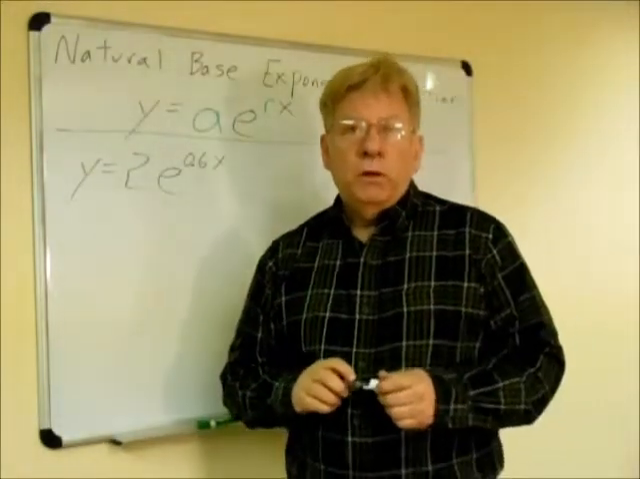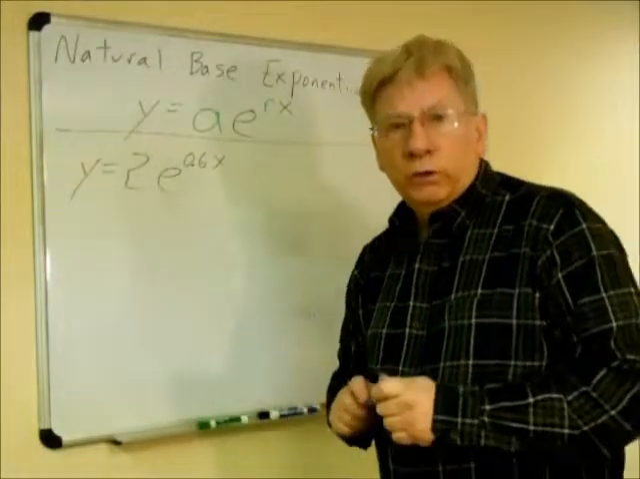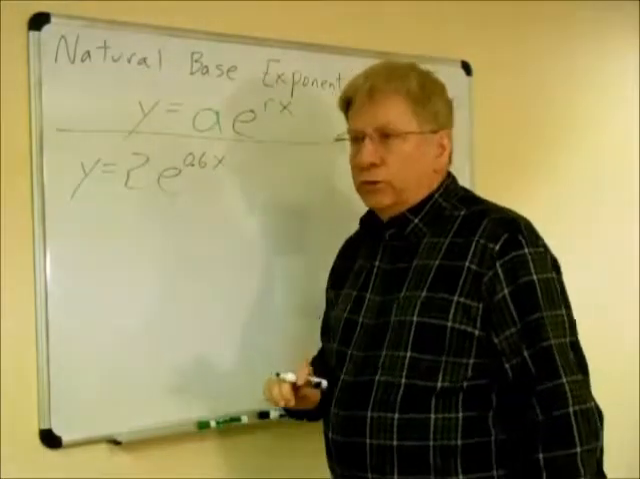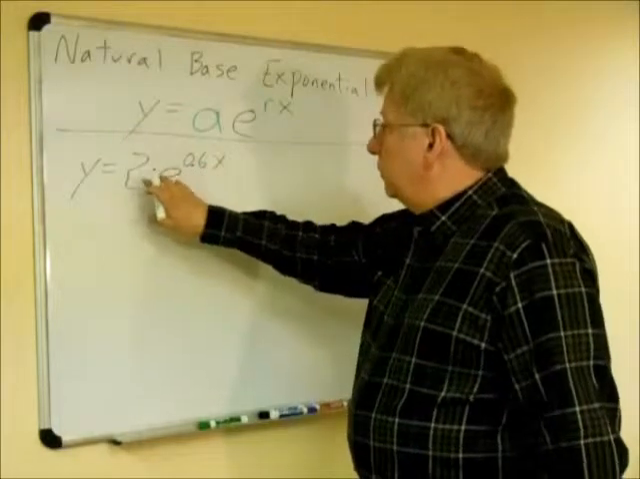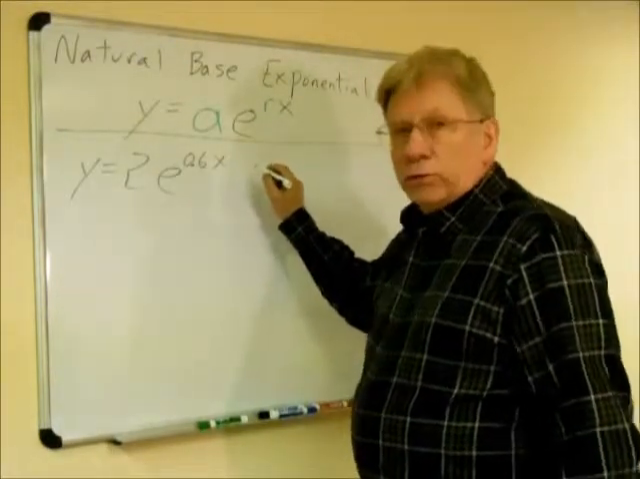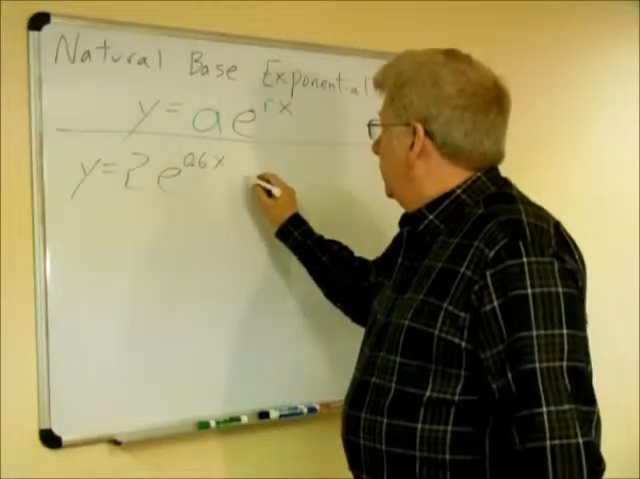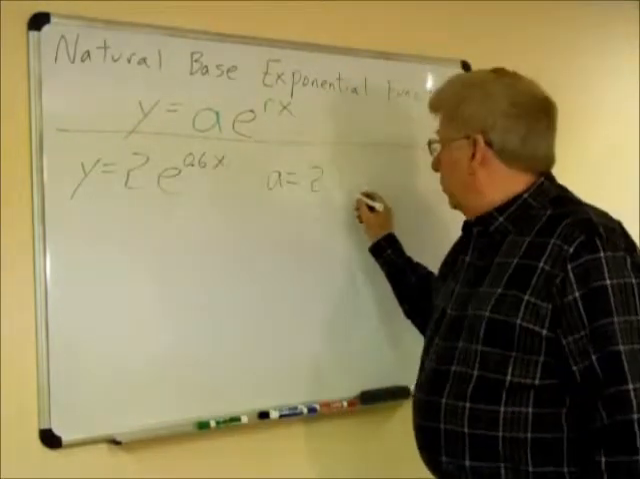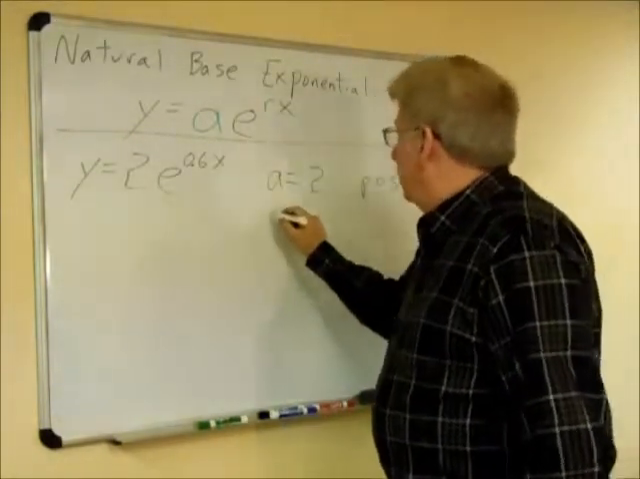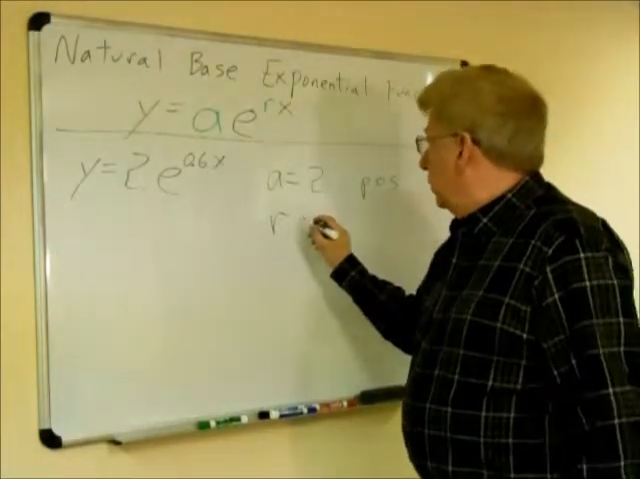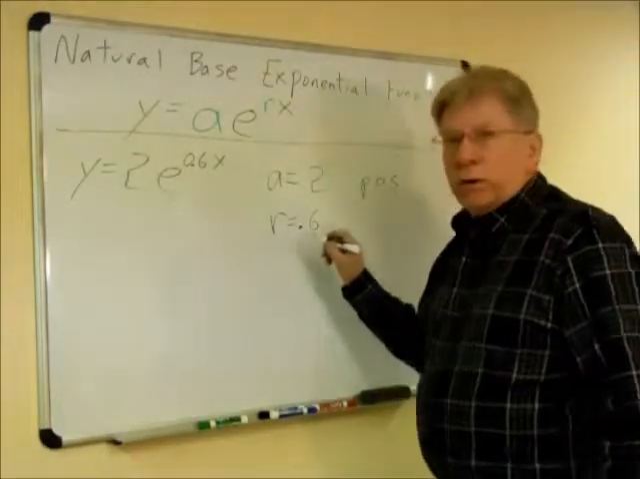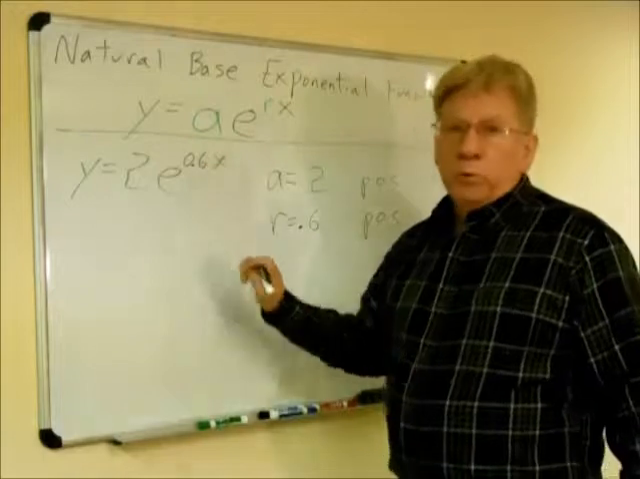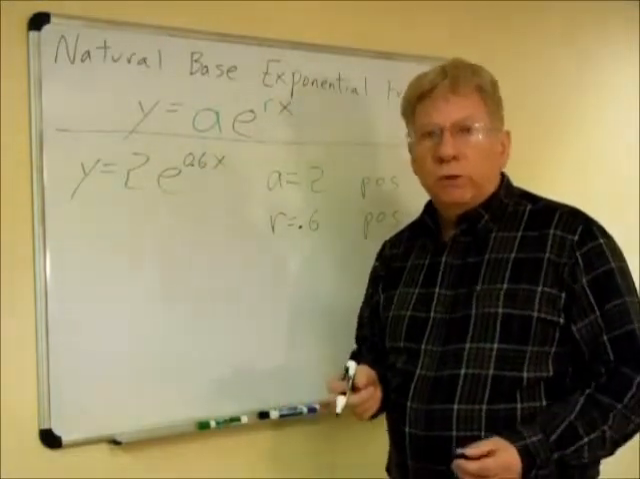Let's do an example now of an exponential growth function using e. So here's the example, y equals 2e to the 0.6x. To match this with the model that we discussed in a previous portion, we have a is equal to 2, so it's greater than 0, so it's positive. We have r, up here in the exponent, is 0.6, and that's greater than 0, so it's positive as well. So if a and r are both positive, that means we do have an exponential growth function.